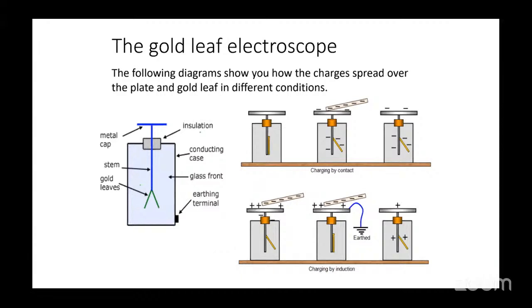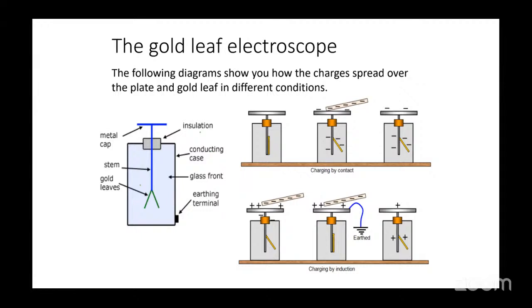So here we have a well-labeled diagram of a gold leaf electroscope. We have the metal cap, the insulator, the conducting case, the stem, the gold leaf, the earthen terminal, and the glass front.